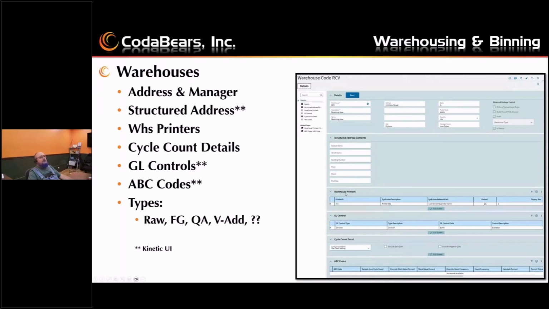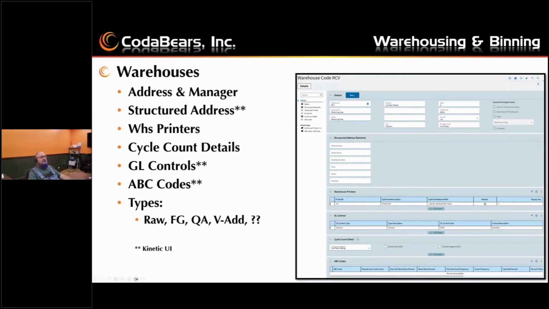Warehouse printers, what printers are available inside this warehouse? So if I want to set up an auto print rule, I'm doing a put away, I need a label for it. I can have that label auto print, but I need to know what printer to send it to based on the warehouse that the transaction was in.